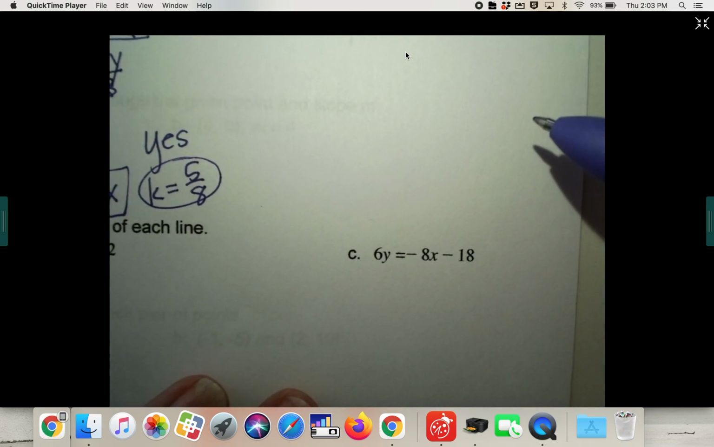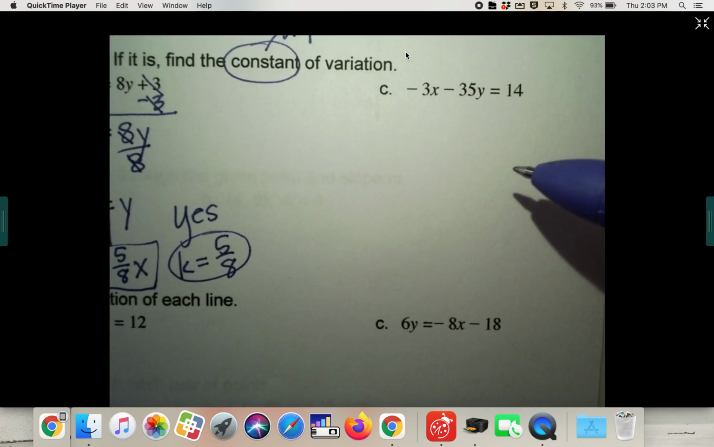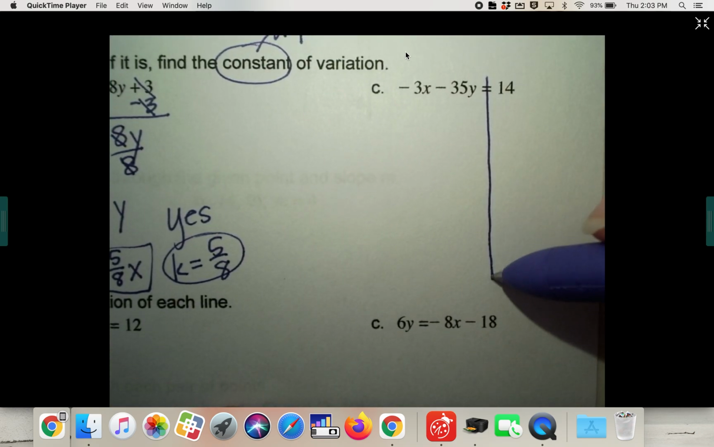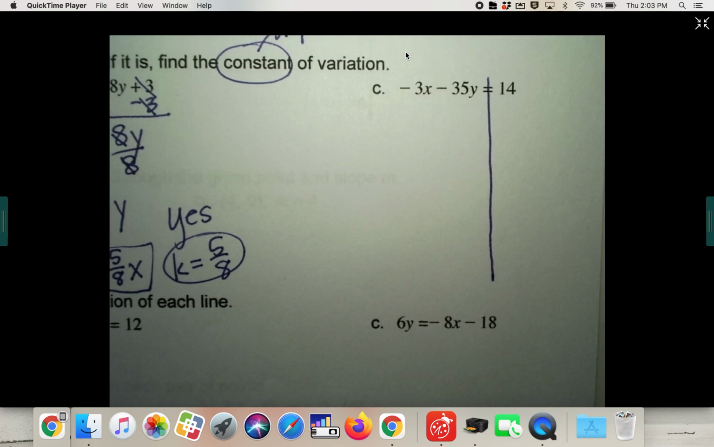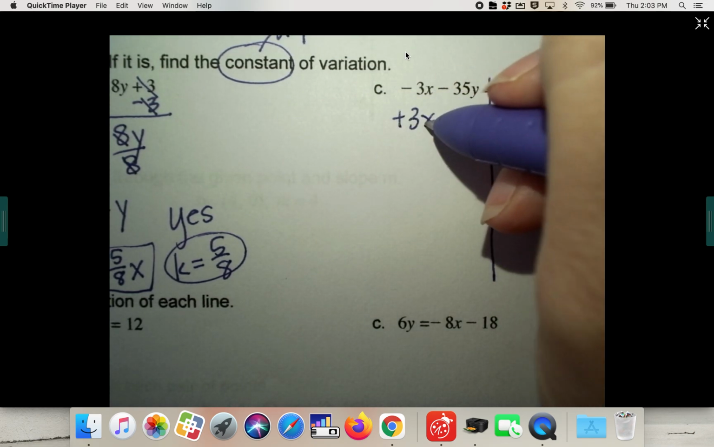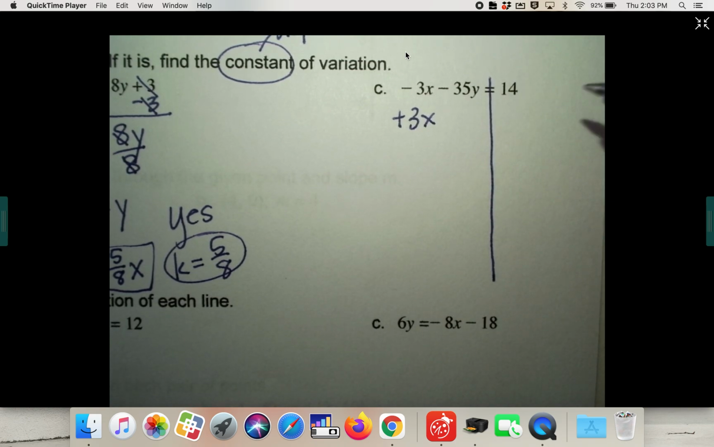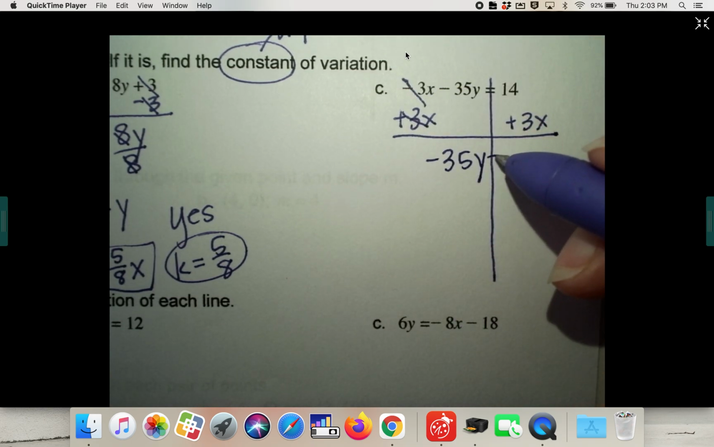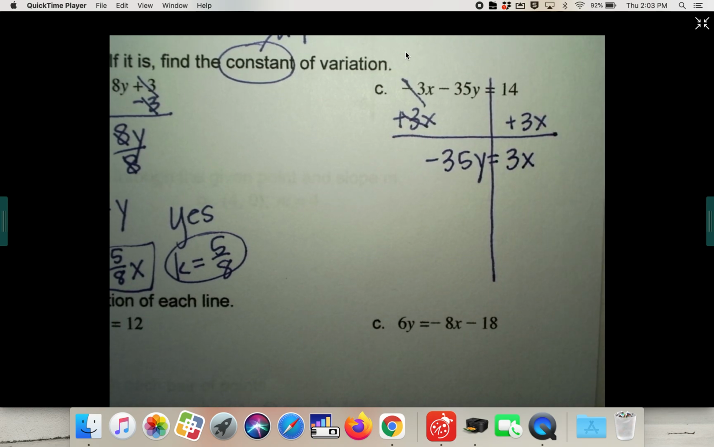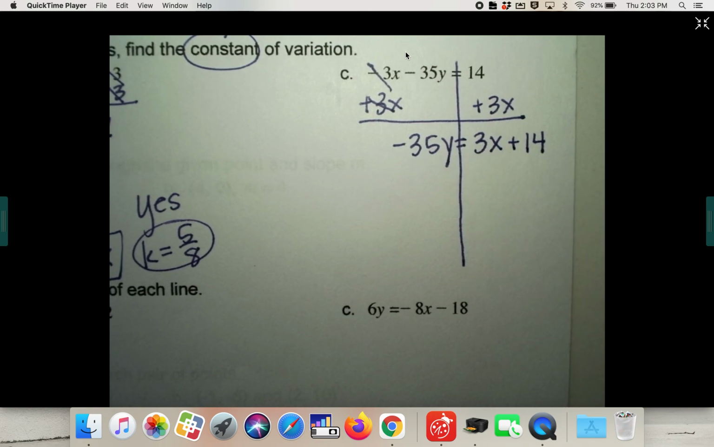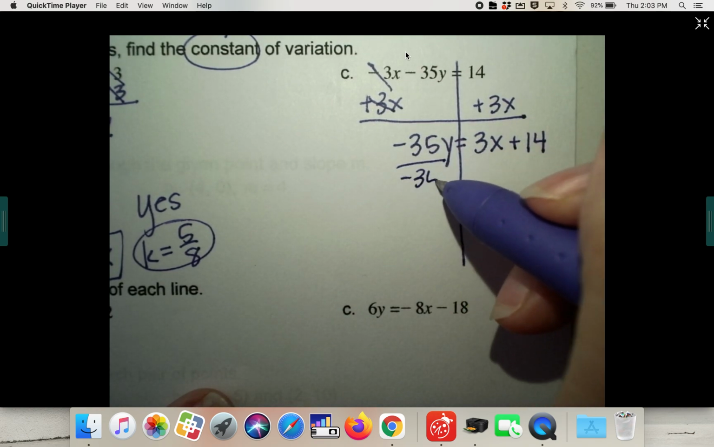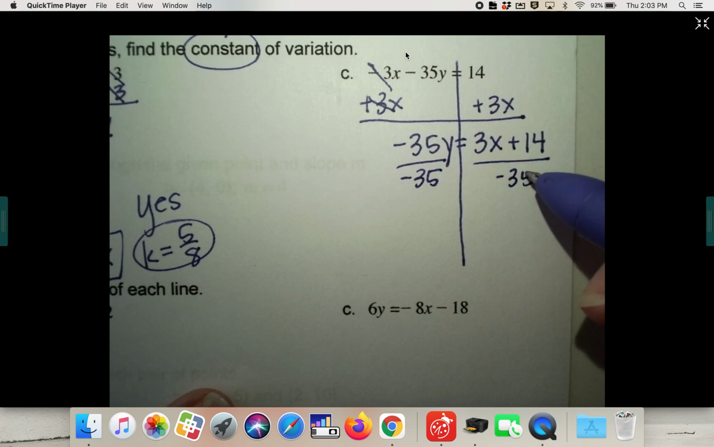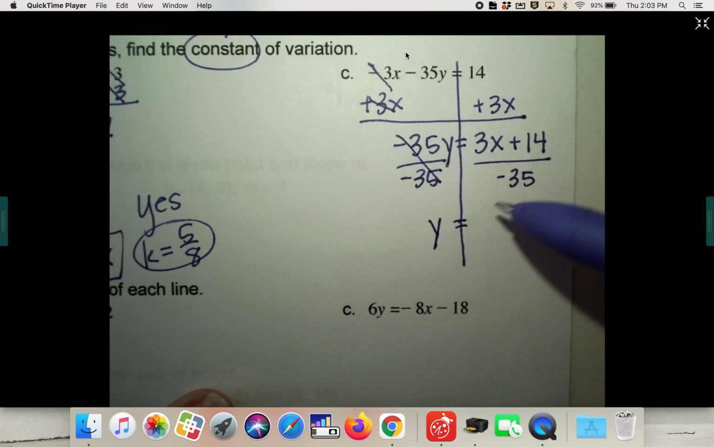All right, C says, oh, where are we at? Here we go. We need to get y by itself. So I would start by adding 3x to both sides. And then you've got -35y equals, I'm going to write my 3x first. It doesn't matter if you put the 14 first. Plus 14. Last step to getting y totally by itself is divide by -35. Ugh. That's going to be yucky over here. But you know what? It doesn't really matter.